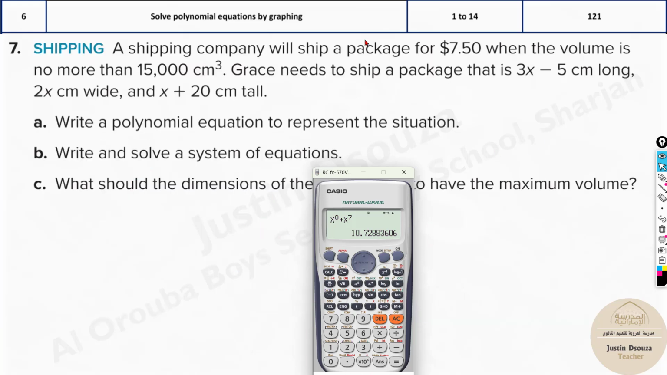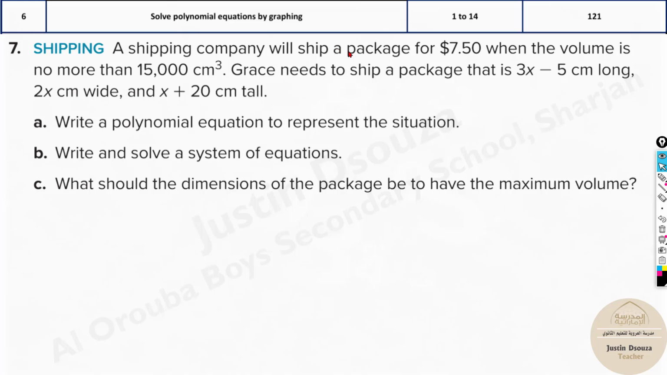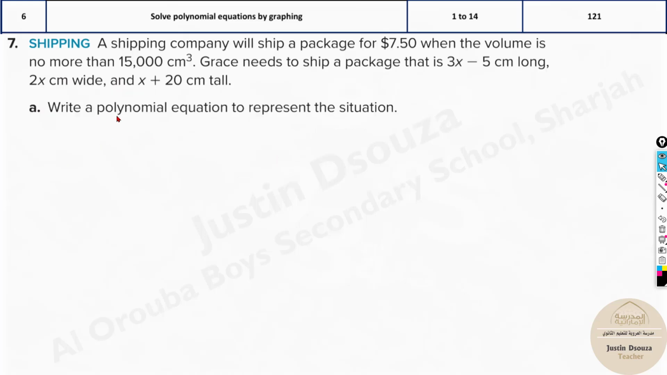Over here, we have a real world problem. A shipping company will ship a package for $7.5 when the volume is no more than 15,000 cubic centimeters. Grace needs to ship a package that is 3x minus 5 centimeters long, 2x centimeters wide, and x plus 20 centimeters tall. Let us solve it by parts. The first one, write the polynomial equation to represent the situation. So what we need to do is find the volume, right? No more than this. So first let's write the dimensions.